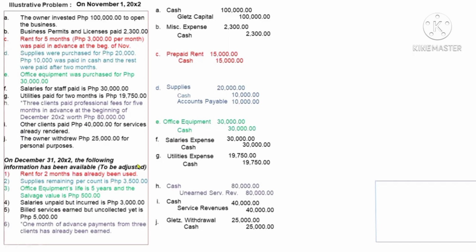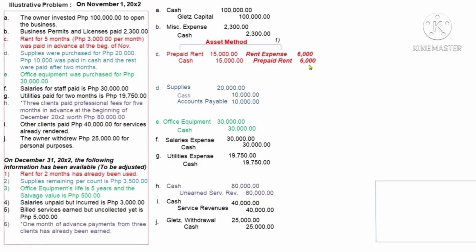Since 2 months has already been used according to this, then the rent expense of 6,000 must be debited, and of course, we have to credit the prepaid rent also of 6,000. And as you can see, the company used the asset method since the advance payment was recognized initially as an asset. So naturally, on the year end, the adjustment focuses on the expired portion of the deferred asset.